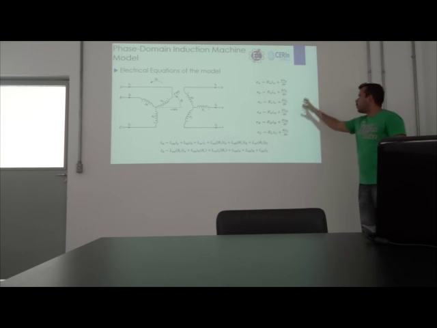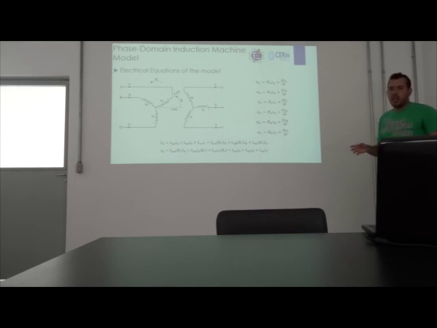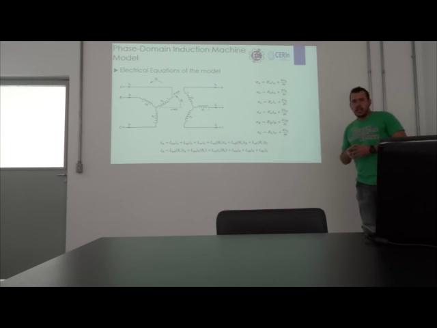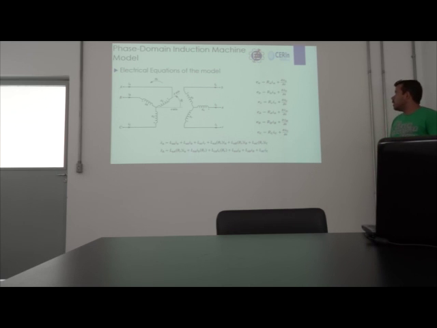Right here, we have all the voltage equations for the stator and rotor of the machine. The first three equations represent the voltage equations in the stator, and the last three equations represent the voltage equations in the rotor. As we can see, voltage is equal to resistance times current plus d lambda over dt. In this expression, lambda is the flux linkage in the circuit.